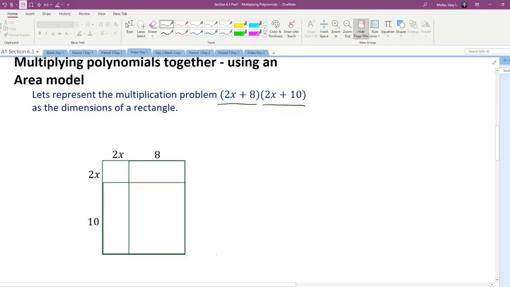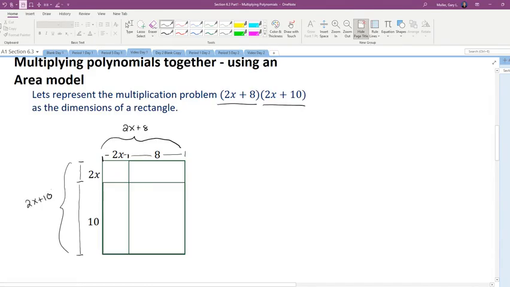So let me explain. If you look across the top here of this rectangle, and I asked you how far across it is, if I told you that the length from here to here was 2x, and the length from here to here was 8, then how far is it all the way across? All the way across would simply be 2x plus 8. And if the distance from here to here is 2x and the distance from here all the way down is 10, then the total distance here would have to be 2x plus 10.